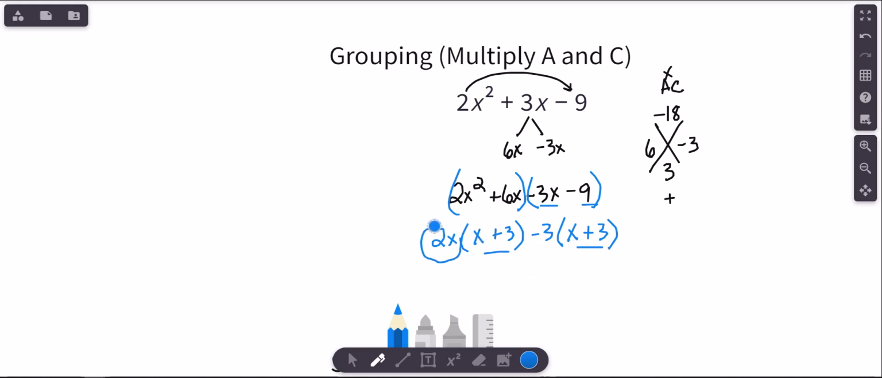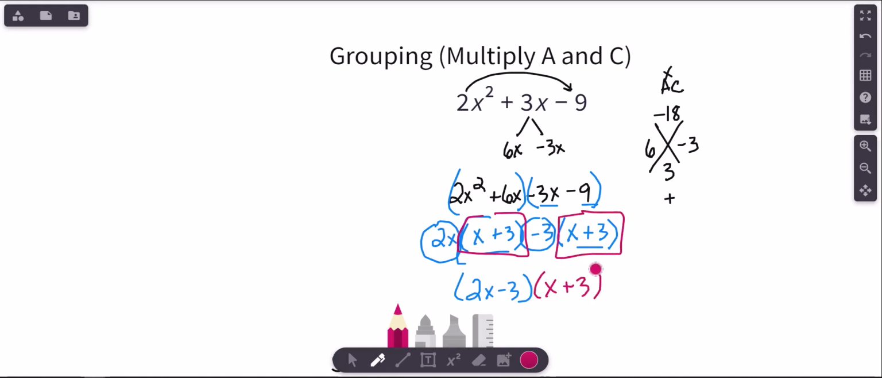We're going to take our two factors that are outside the parentheses and group them together. That's going to be 2x minus 3. And then we're going to rewrite these two binomials that are the same as just 1. So we're going to condense those down into 1. That'll be x plus 3. And so here are, again, our factors if we do factor by grouping.